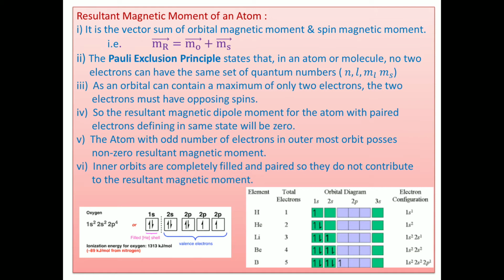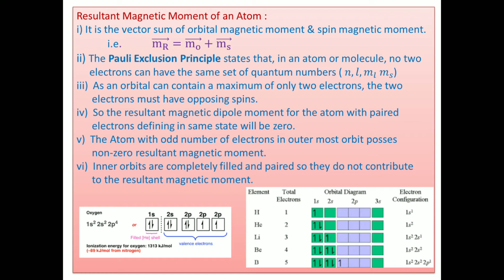But according to Pauli's exclusion principle, in an atom or molecule, no two electrons can have the same set of quantum numbers, meaning n, l, ml and ms. As an orbit can contain a maximum of only two electrons, the two electrons must have opposite spins. One is moving in a clockwise direction, and the other in an anti-clockwise direction, even if they are in the same orbit.